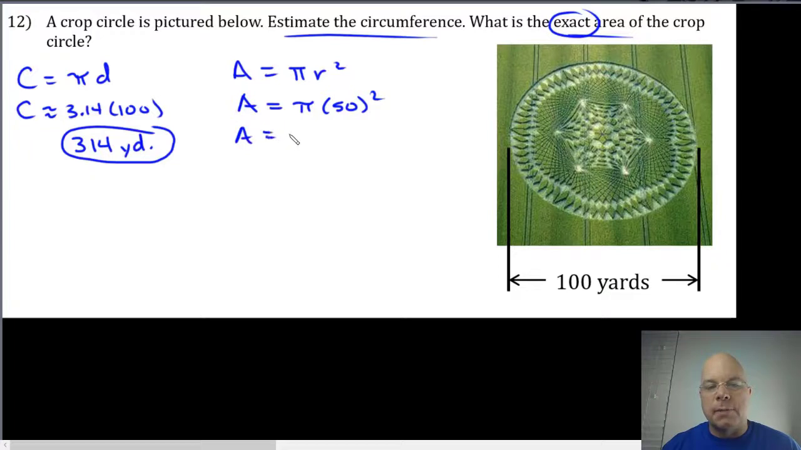So the area equals pi multiplied by 50 squared. 50 multiplied by 50 is 2,500, and the correct way to show this is 2,500 pi. We still need units, and since it's area, it's going to be yards squared.